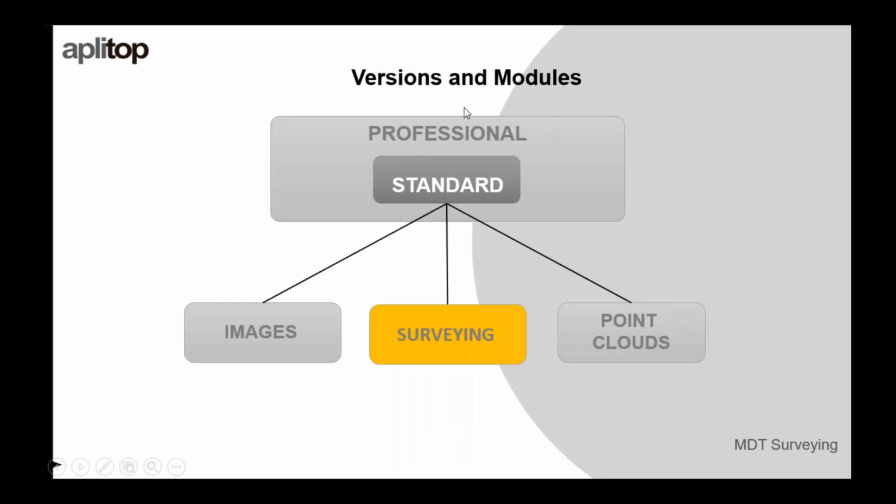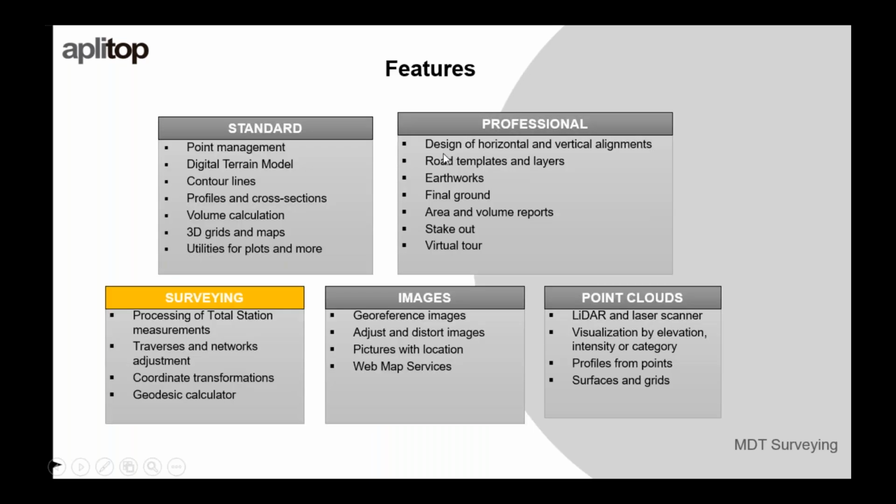TcpMDT has two versions, a professional version and a standard version. On each one, you can add the image module, the surveying module, or the point cloud module. You can install point cloud on standard or on professional. The surveying module, in yellow, that we will see today can be installed on both the standard and the professional. What are the main features of each version and each module?